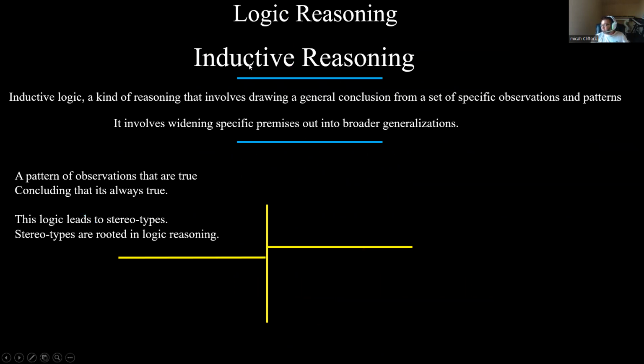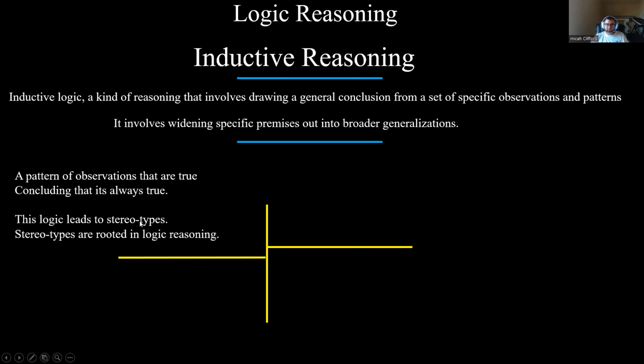So there's inductive logic reasoning and deductive. Real quick, we'll talk about inductive. Inductive logic is a kind of reasoning that involves drawing general conclusions from a specific set of observations and patterns. It involves widening a specific premise into a broader generalization. So it's like specific. With those specifics, you can conclude something general. A pattern of observations that are true, concluding that it's always true, right?